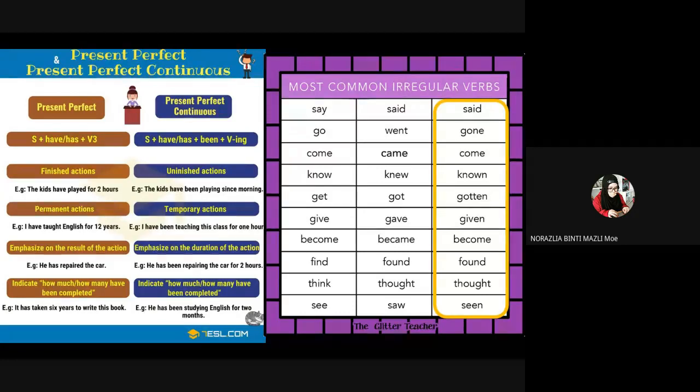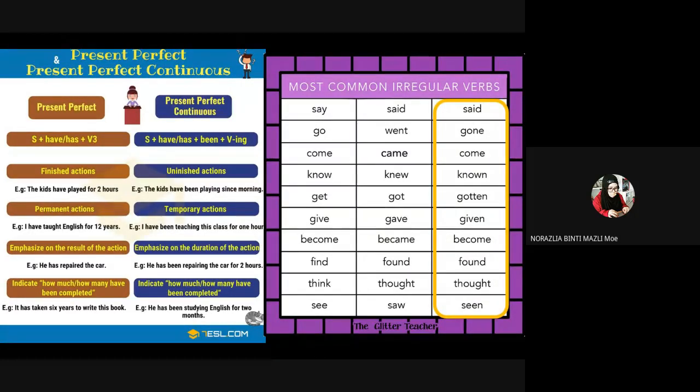Okay, last one, indicate how much or how many have been completed. For example, it has taken 6 years to write this book. Maksudnya dia ambil masa selama 6 tahun untuk tulis buku tu. Understand? Yes, okay, teacher. So that one is for the first part, yeah, present perfect. Only for the first part.